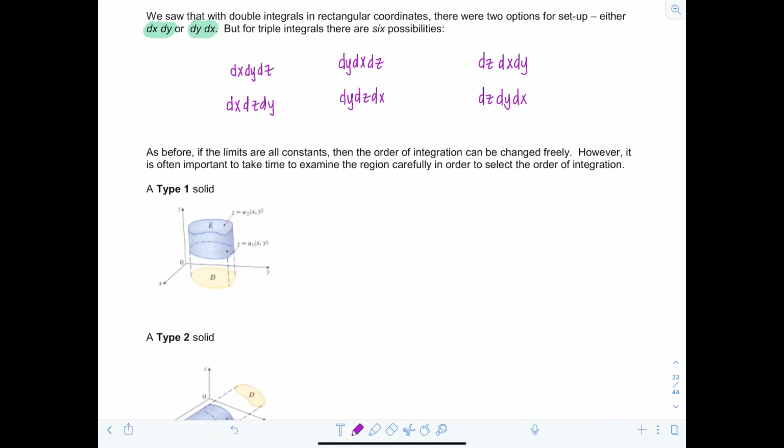Now, as before, if the limits are all constants, then the order of integration can be interchanged freely. But it's often important to take time to examine the region carefully in order to select the order of integration. And so we have 3 different orientations or types of solids, and this will help you determine what order of integration is best for the problem at hand.